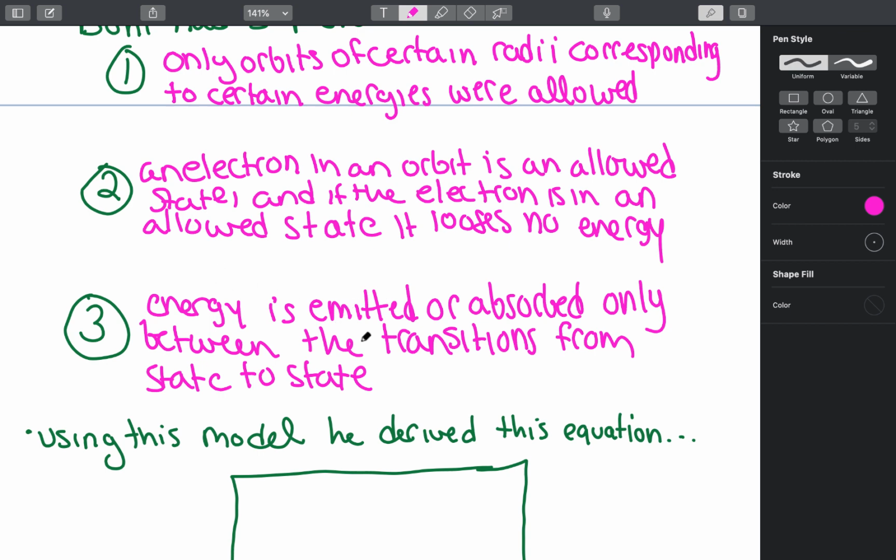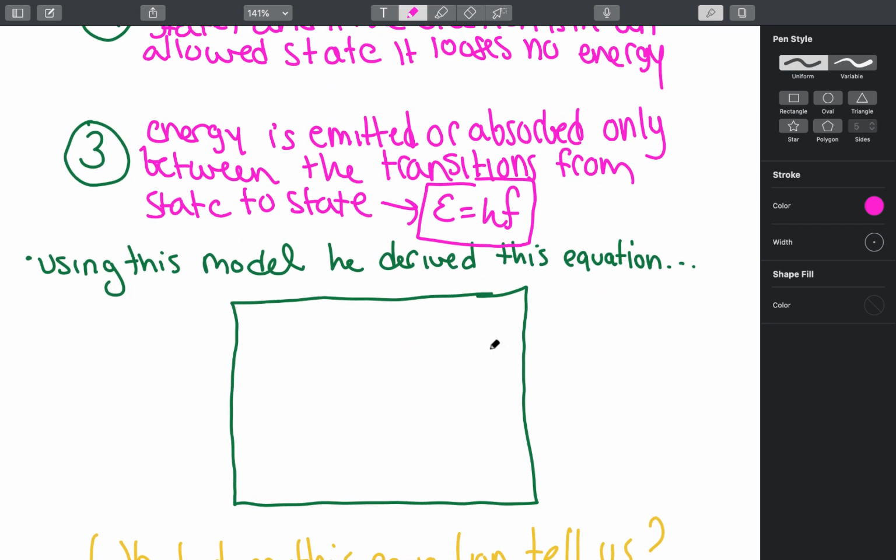And he stated that the energy emitted or absorbed is equal to h, equals hf. So he applied Planck's ideas of the quantization of energy to line spectra. And we're going to go more into all of this later on. So using this model, he derived a very important equation.